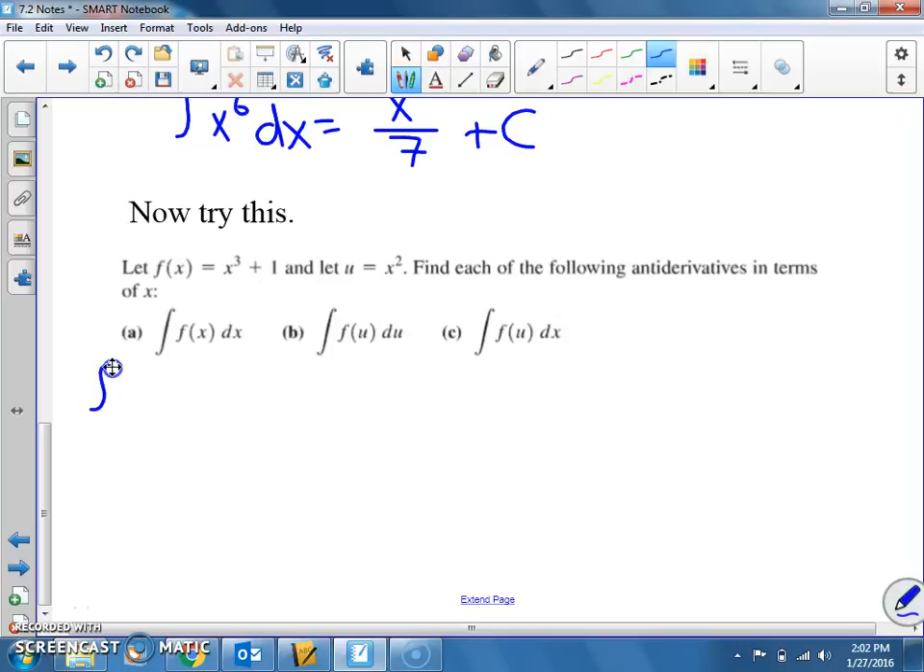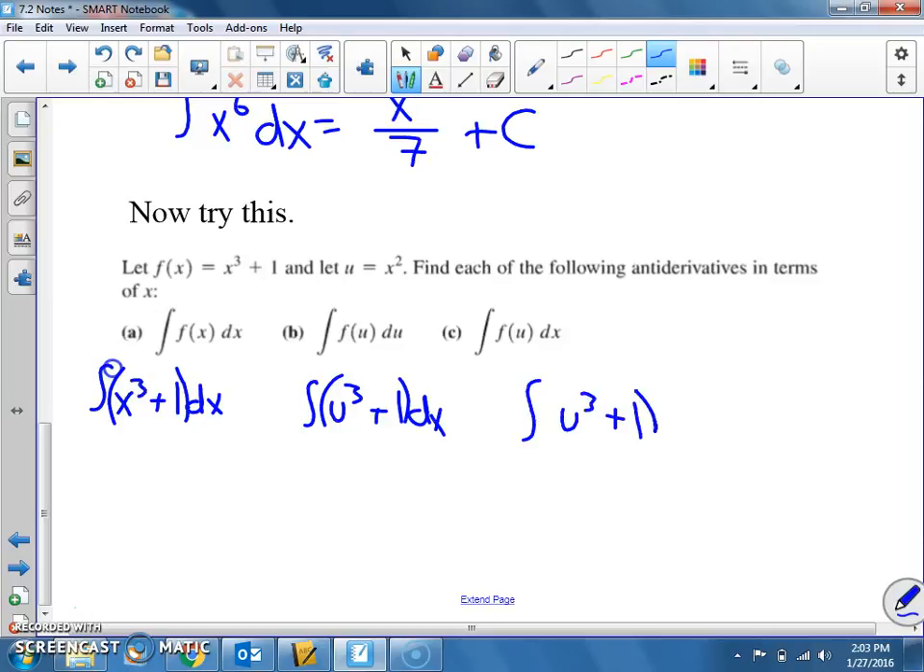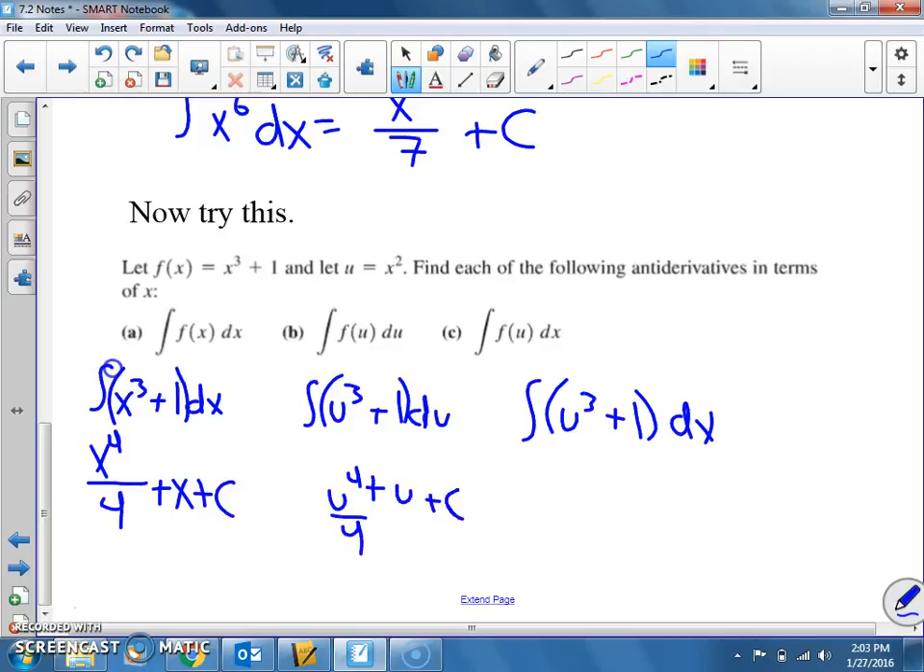Yeah, for this one, we're really just doing the integral of x to the third plus 1 dx. For this one, we're doing u to the third plus 1 du. And I'm sorry, the middle one would be du. So for this one, we just do it like normal: x to the fourth over 4 plus x plus c. This one would be u to the fourth over 4 plus u plus c.